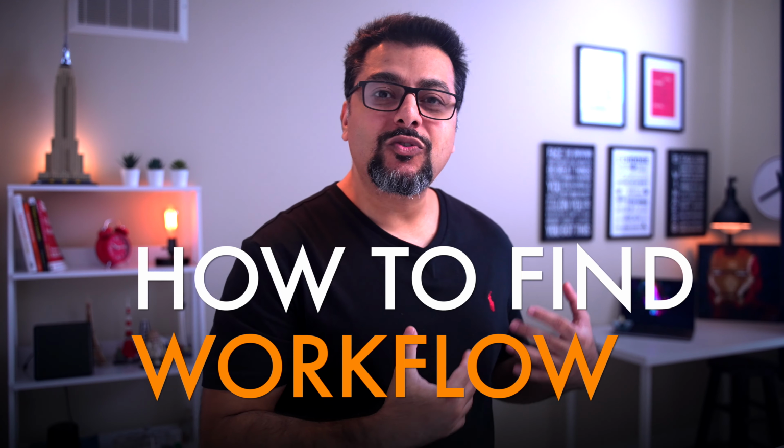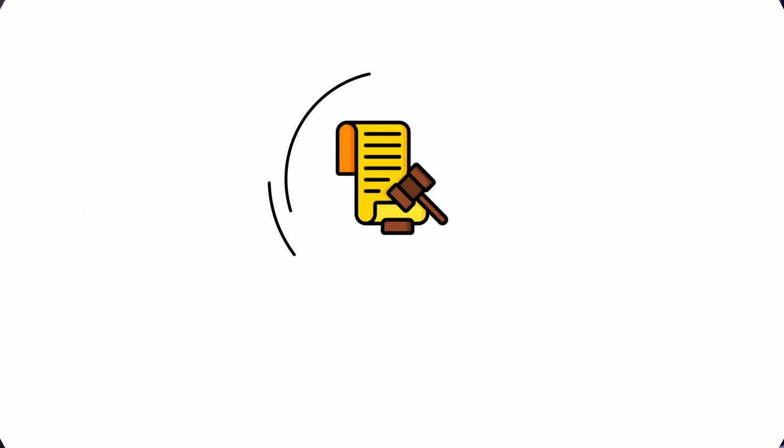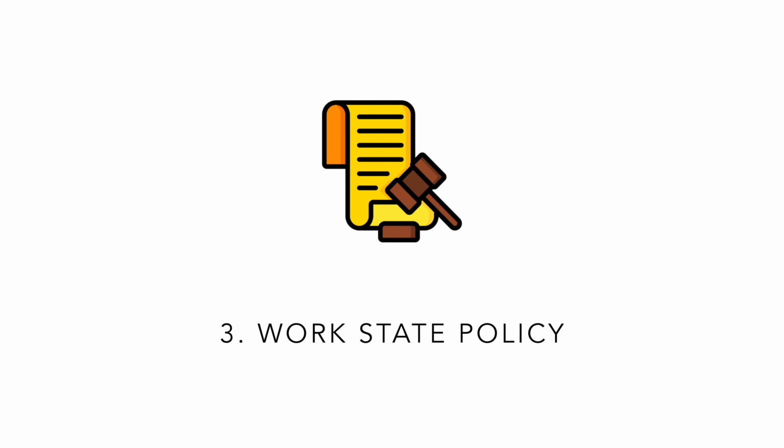But the question now arises, how do you go about finding that workflow? And the answer is pretty simple. You talk to the team. You go and ask your team. All you need to do is talk to the team and give those steps an easy to remember name like analysis, review, etc. Prerequisite number 3, work state policies.